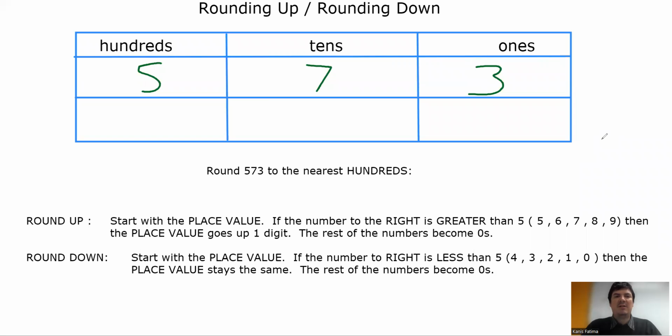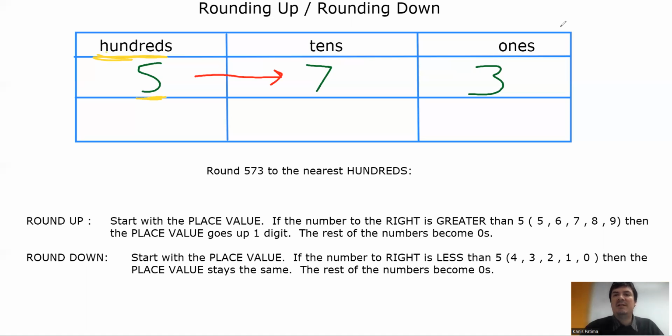Now we're going to try rounding to the nearest hundreds. Again, the rules for rounding up and down do not change. So to round to the nearest hundreds, we first start at the 100 spot. The digit in the 100 spot is the 5. So again, we're just going to look to the right of the place value spot. So this time we're going to look at the 10 spot.